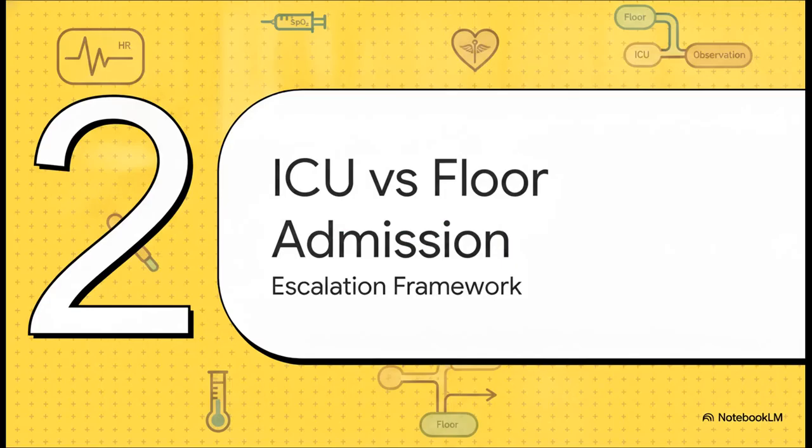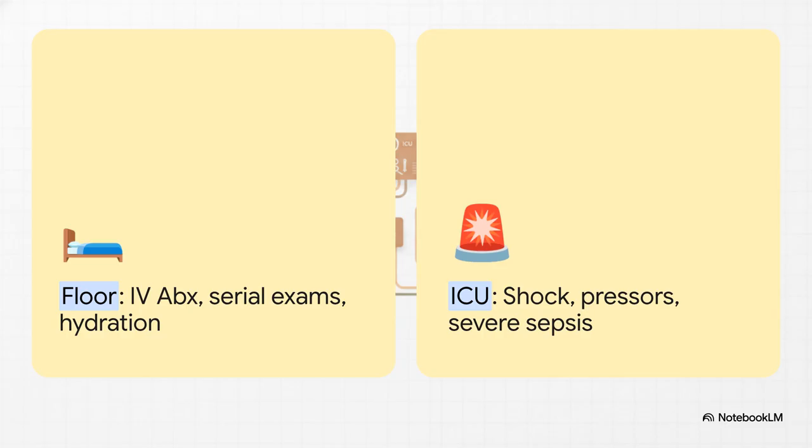Section 2. ICU versus floor admission. Floor admission is safe when the patient requires IV therapy, serial exams, hydration, or an expedited workup, but they don't have any hemodynamic compromise. But escalation to the ICU is required when organ support level care is needed. The big clue you're looking for is shock, escalating ventilatory support, an airway risk, severe sepsis, or active major bleeding. These require immediate life-sustaining interventions.